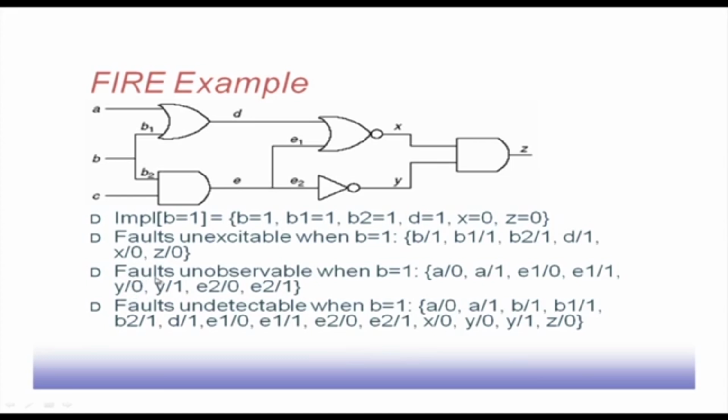Similarly, we can also find out the faults which are unobservable when B equal to 1. That is A equal to 0, A equal to 1, E1 equal to 0, E1 equal to 1. So, this set is the faults that are unobservable. Naturally, the faults which are undetectable when B equal to 1 is the union of these two sets, the faults that are unexcitable and the faults that are unobservable. That gives us the faults which are undetectable with B equal to 1.